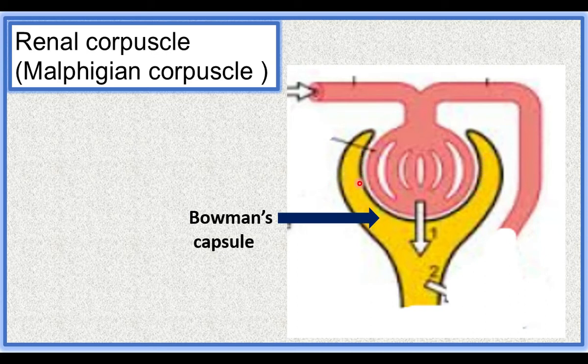The inner wall of Bowman's capsule has holes. Through the holes, waste materials are filtered. The second part of Malpighian corpuscle is glomerulus. This is glomerulus. Glomerulus is nothing but capillaries. We have already learned in one of the previous lessons that capillaries are the smallest blood vessels. They are microscopic blood vessels.